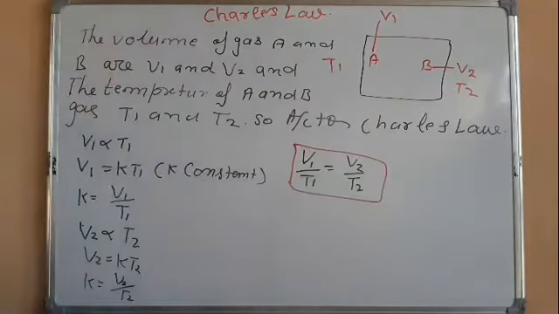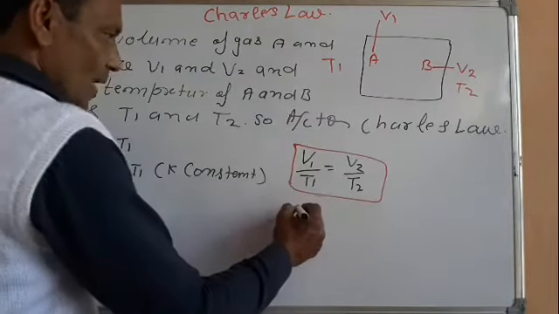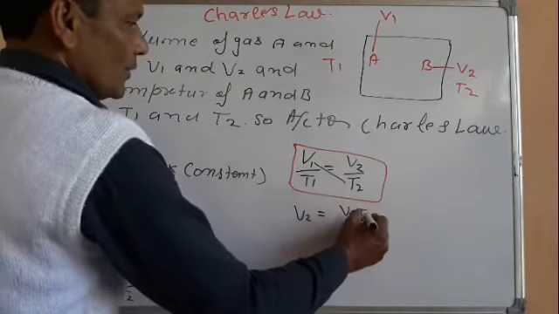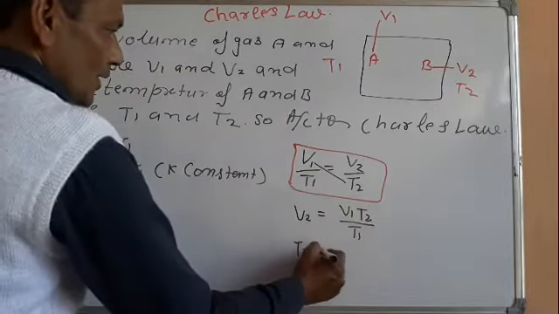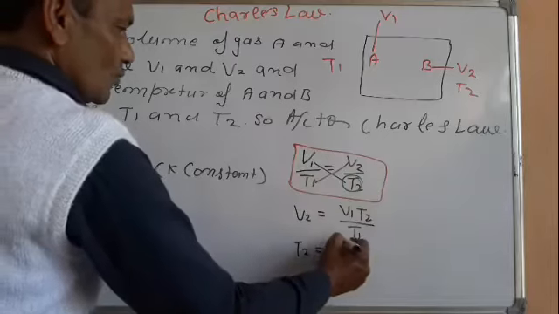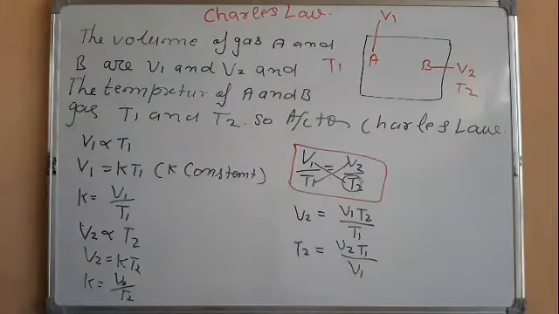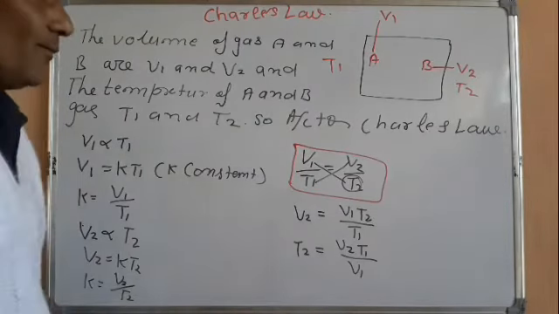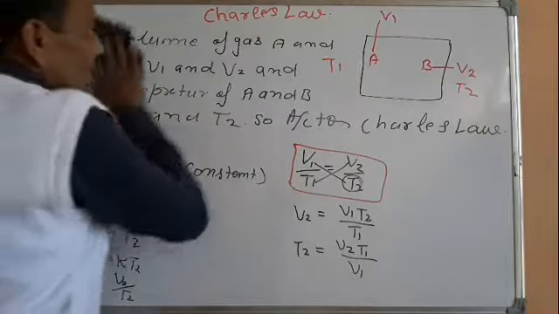Relationship of the and mathematical formula of the Charles law. So V2 is equal to V1 T2 upon T1. So T2 is equal to V2 T1 upon V1. So students, find the value of V1 and V2 and T1 and T2 by this formula. So take a numerical problem, one example.